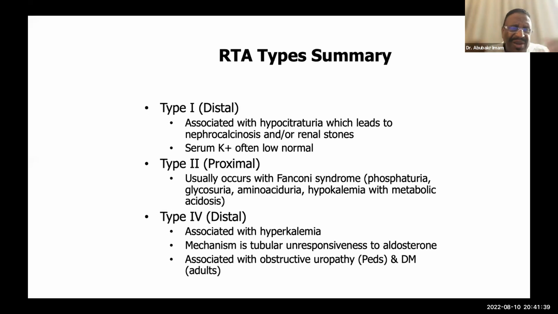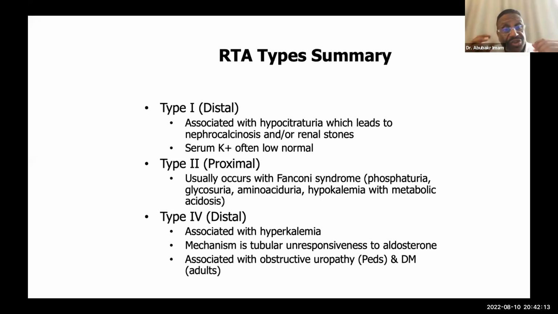In summary, type 1, distal. A long time ago I stopped being confused by type 1, type 2. I started to think about it as: is it distal, is it proximal, and is it the hyperkalemic type? The distal type is associated with hypocitraturia. Citrate in the urine is low because you're having a problem with the acid-base balance at the level of the distal part of the nephron. Nephrocalcinosis can be a presentation, and renal stones. Serum potassium could be normal and often low.